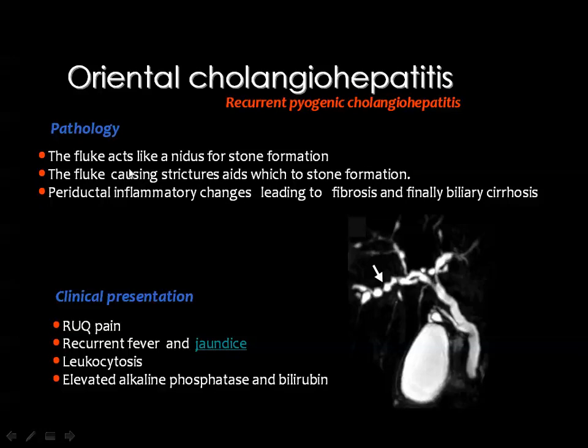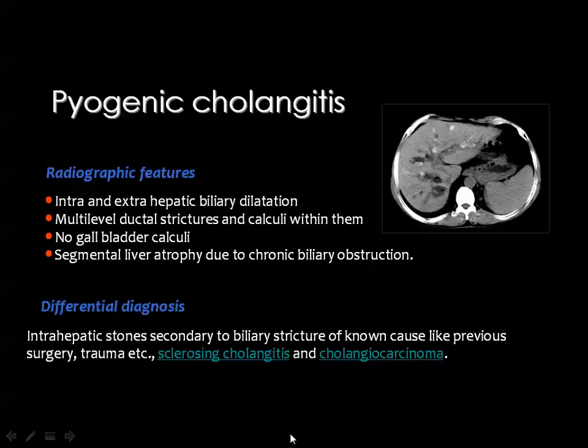Then the pathology is that the fluke acts like a nidus for stone formation. The fluke causes stricture, which also aids stone formation. The inflammation initiated by the fluke and the formation of the stones both will lead to biliary obstructive changes. And this is the clinical presentation: right upper quadrant pain, recurrent fever and jaundice, leukocytosis, elevation of the alkaline phosphatase level and serum bilirubin.